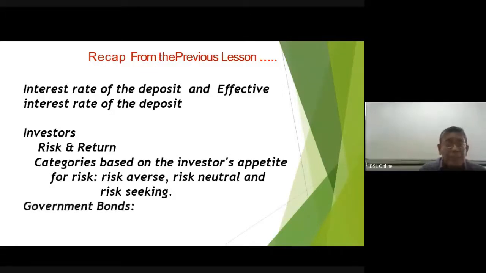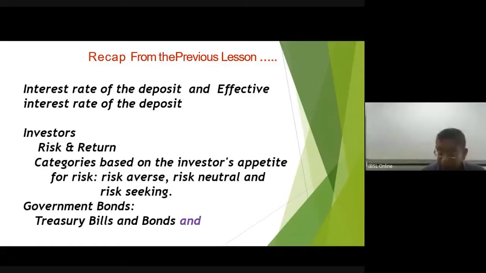And then we discussed some of the instruments. What are the instruments the investors usually invest in? So there, of course, we discussed government bonds. What are the government bonds? We usually call them treasury bills and treasury bonds. And then we discussed the difference between treasury bills and treasury bonds, right? What are the similarities and what are the differences?